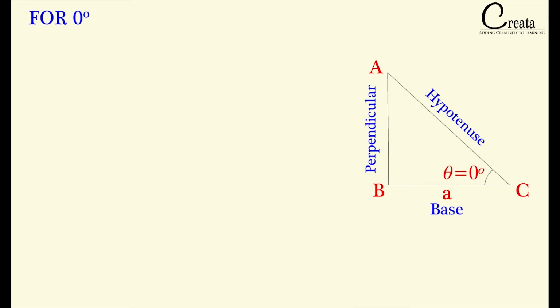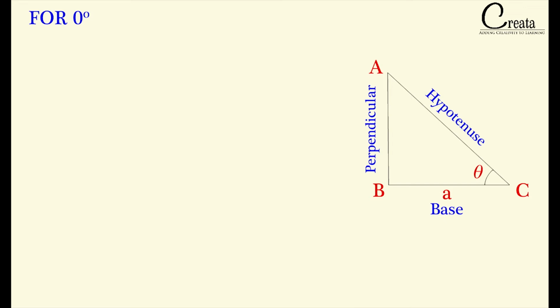Let's assume a right angle triangle ABC with angle theta. For this triangle, base is BC, let's assume as A, perpendicular is AB and hypotenuse is AC. Here we have assumed angle as theta and we have to find trigonometric ratios for 0 degree angle. Means we have to draw a triangle with theta as 0 degree. But how to draw a triangle with trigonometric angle as 0 degree? Let's see how we draw a triangle with angle as 0 degree.